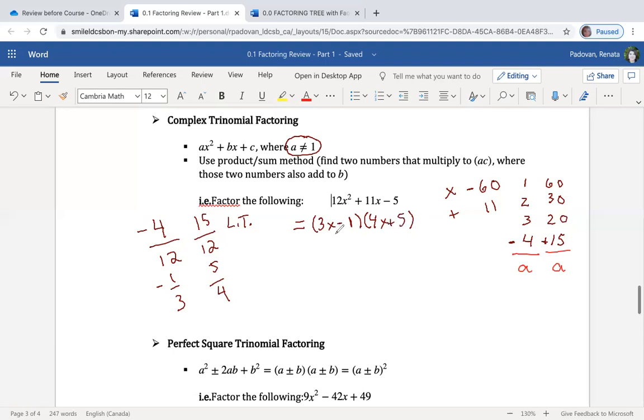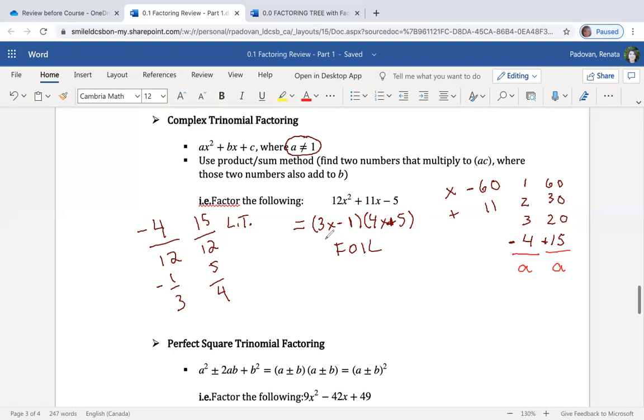So my answer is 3x minus 1 and 4x plus 5. And again, those could be switched, and it could be 4x plus 5 first and 3x minus 1 second. And if I were to do FOIL and multiply those out, I would get back to the beginning, and that's a way I could double check if my answer is correct.